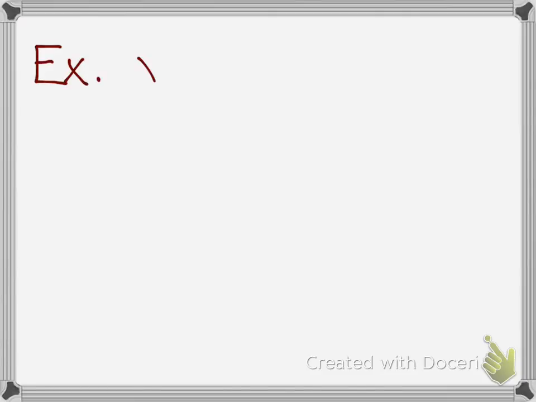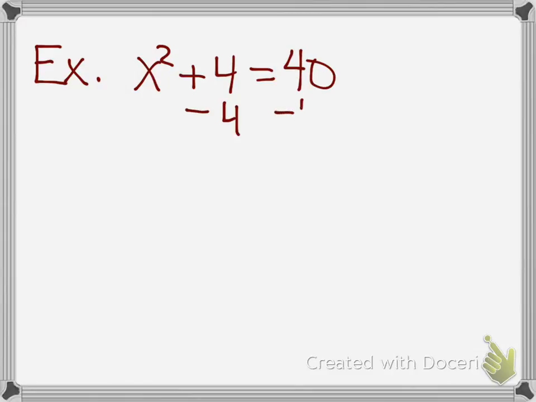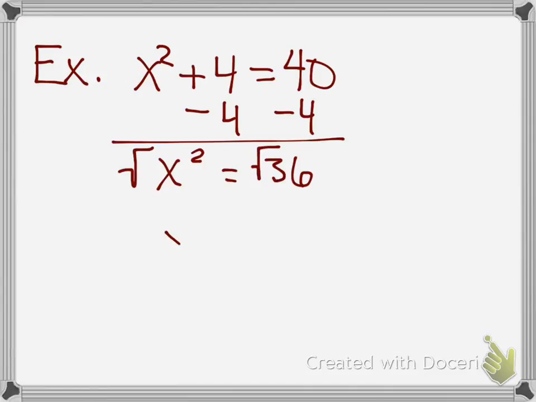Here's another example: x squared plus 4 is equal to 40. Now here, x squared is not by itself, so I need to get x squared by itself first. I need to subtract the 4, and I would get 36. X squared equals 36. Then I can take the square root, and the square root of 36 is 6. But don't forget, put plus or minus.